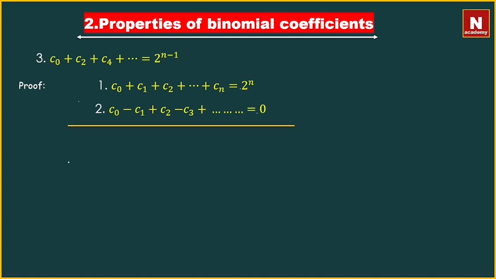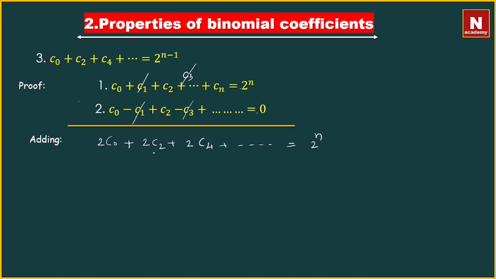Already we have proved. Adding these two, plus C0 and C0 gives 2C0. Here plus C1 minus C1 gets cancelled. Plus C3 and minus C3 get cancelled. So we get 2C0, next C2 plus C2 is 2C2, and C3 gets cancelled. Next even suffix is C4, that is 2C4, and so on. We need not write the last term. The RHS will be 2 power n plus 0, which is 2 power n.